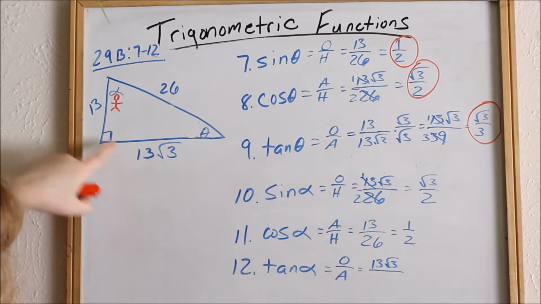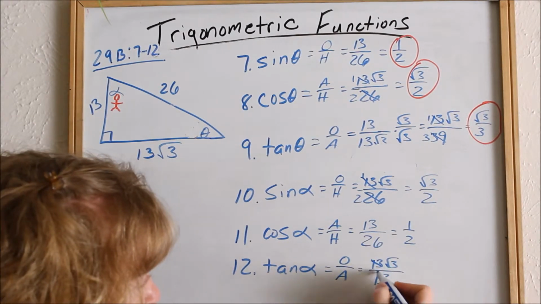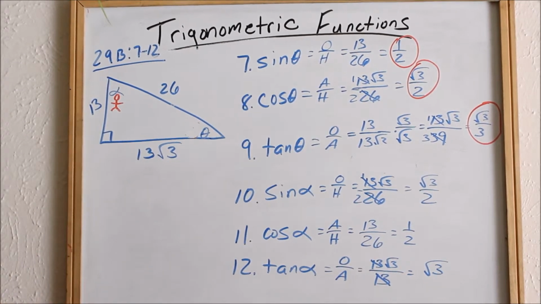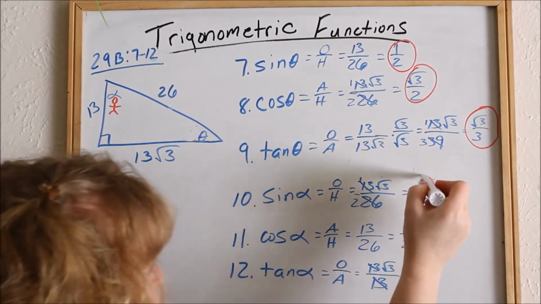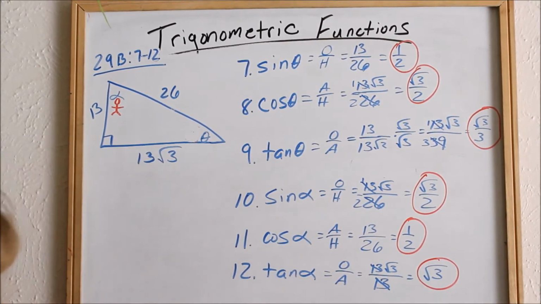And then adjacent is 13. My 13s cancel to leave square root of 3. So these are your final answers for sine, cosine, and tangent of alpha.